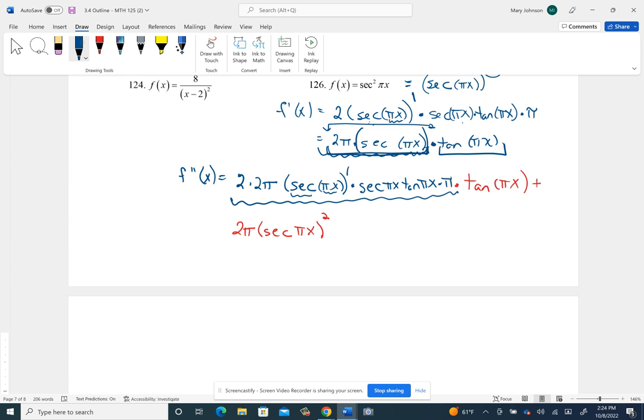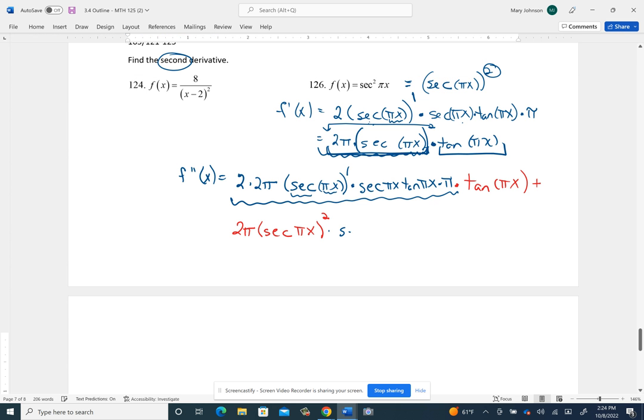times the derivative of the second function. The second function is tan pi x. So the derivative of tan pi x would just be secant squared pi x. And then the derivative of the inside would be pi. Okay. All right.